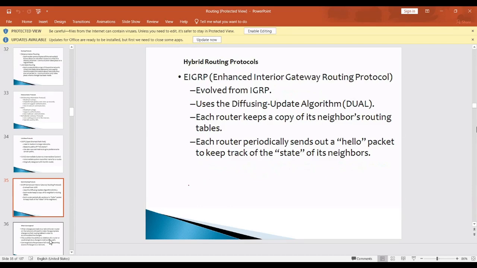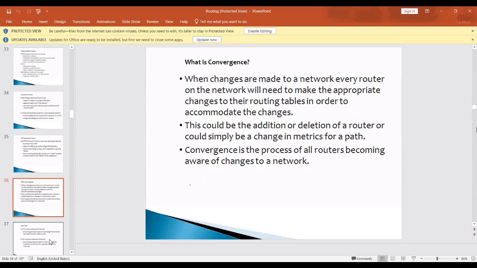So it does not update its IP tables on a regular basis. Because of that, it's slightly different from the distance vector routing protocols, and it is closer to link state routing protocols. Why? Just like link state advertisement, these routers also periodically send out hello packets to keep track of the state of their neighbor routers. So these are some of the things about the hybrid routing protocols.